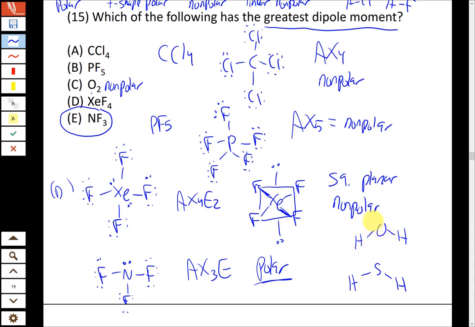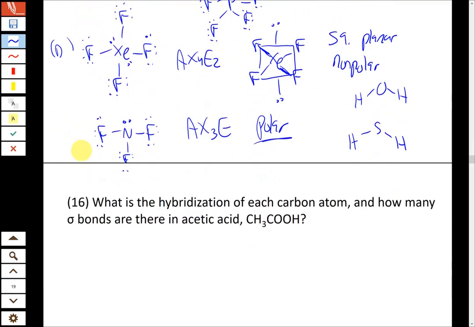But for these, they're all different shapes, so even if there was more than one polar choice and they weren't identical in shape, you couldn't easily predict which one was more or less polar. So again, for the vast majority of problems like this, just figure out which one's polar and you're good to go. All right, anything else? All right, we'll move on then.